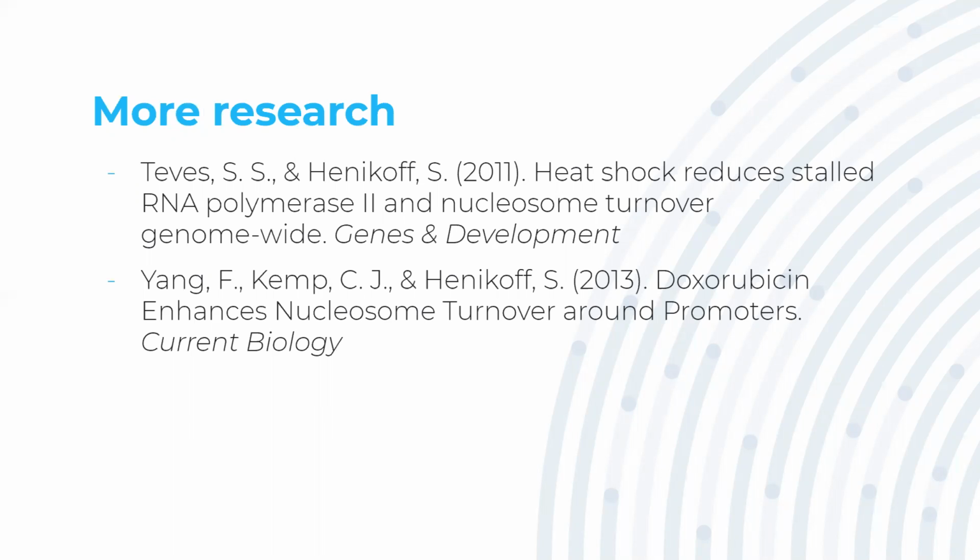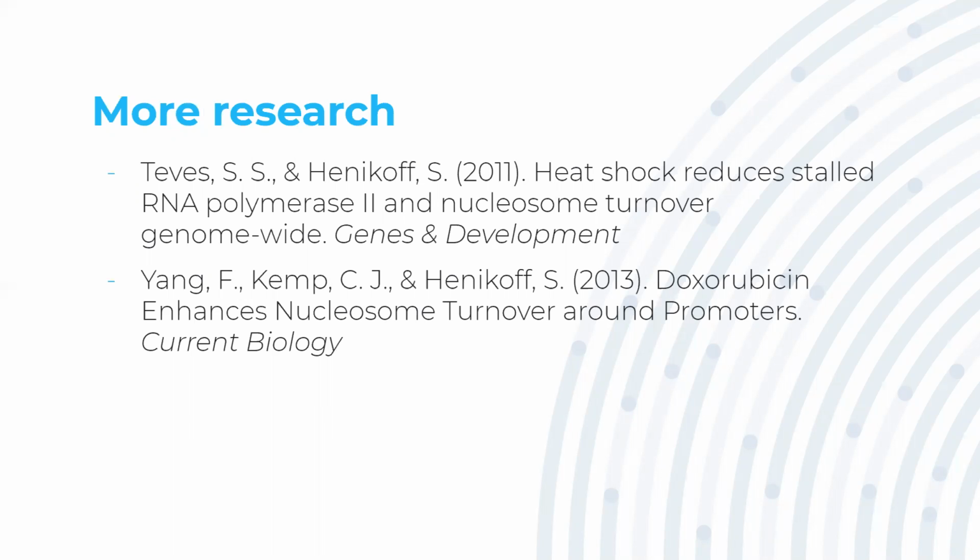But basically, they used CATCH-IT to measure how heat shock reduces stalled RNA polymerase II and nucleosome turnover genome-wide. So specifically, they used it to test if reduced elongation stage will lead to a decrease in the level of turnover in nucleosomes in fruit flies. And these analyses revealed a decrease in nucleosome turnover for most expressed genes, while some previously silent genes showed an increase in turnover.